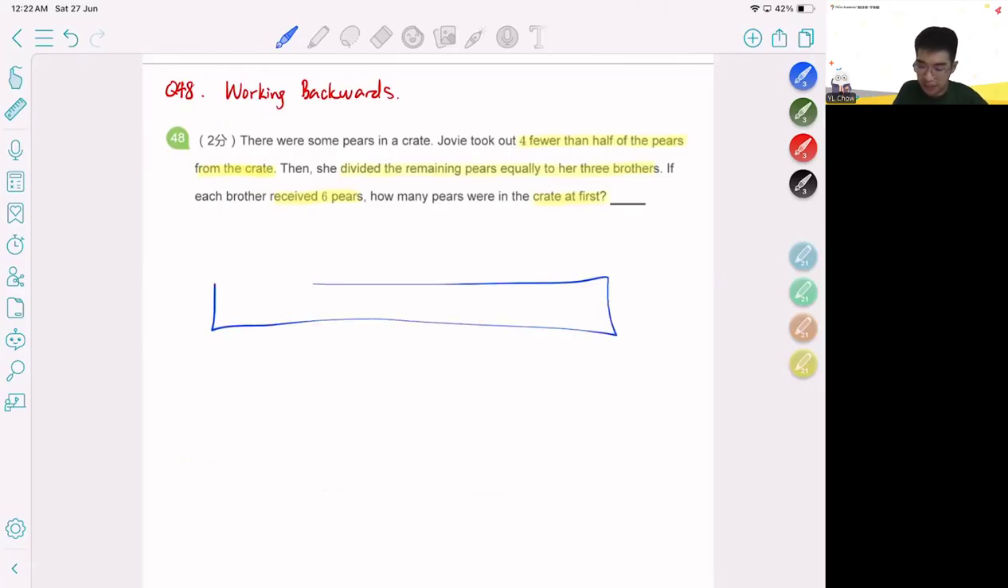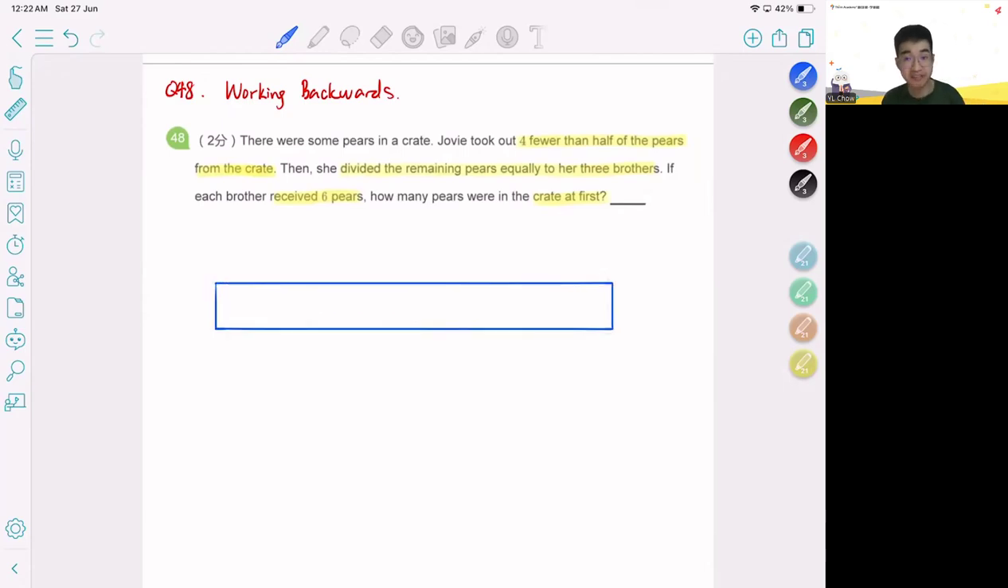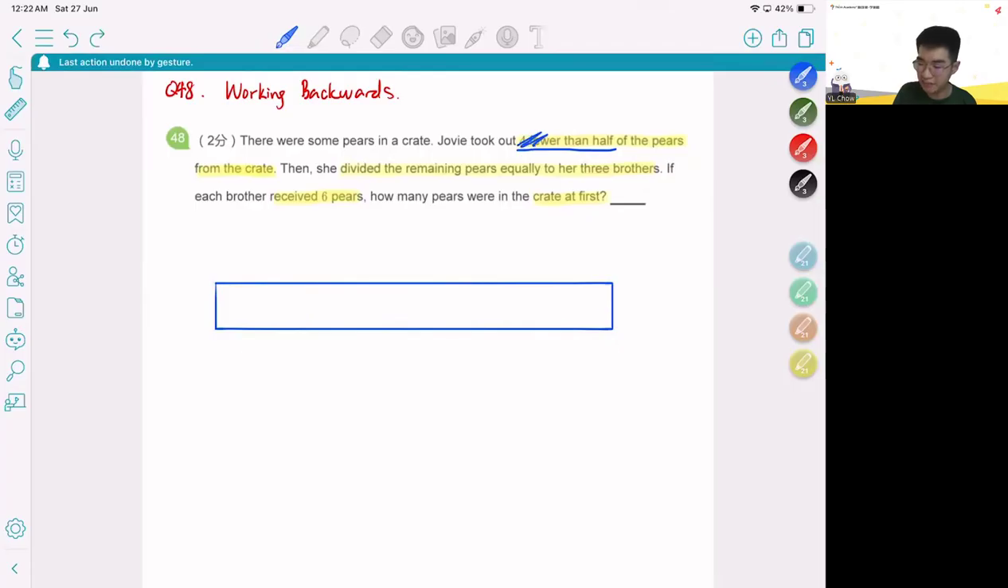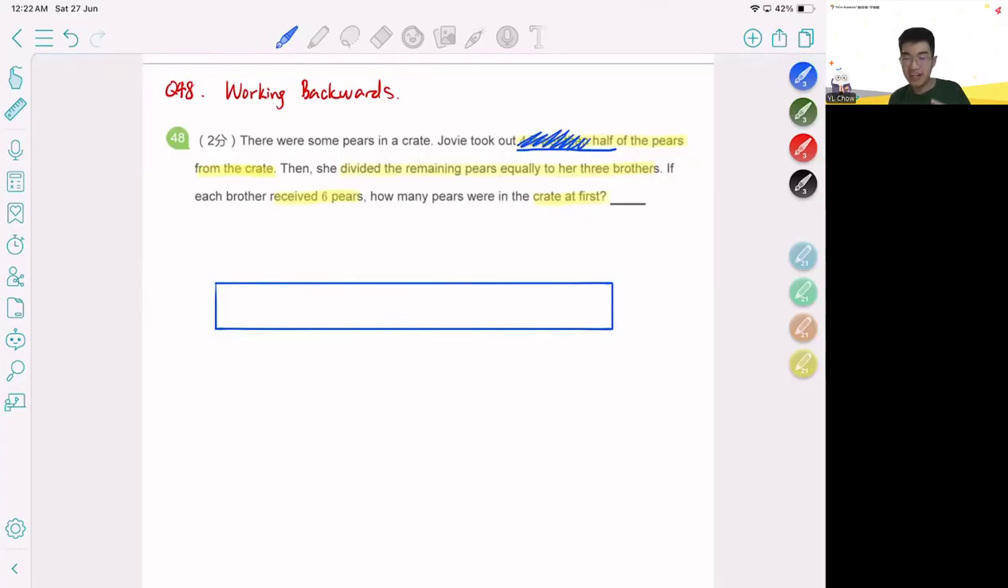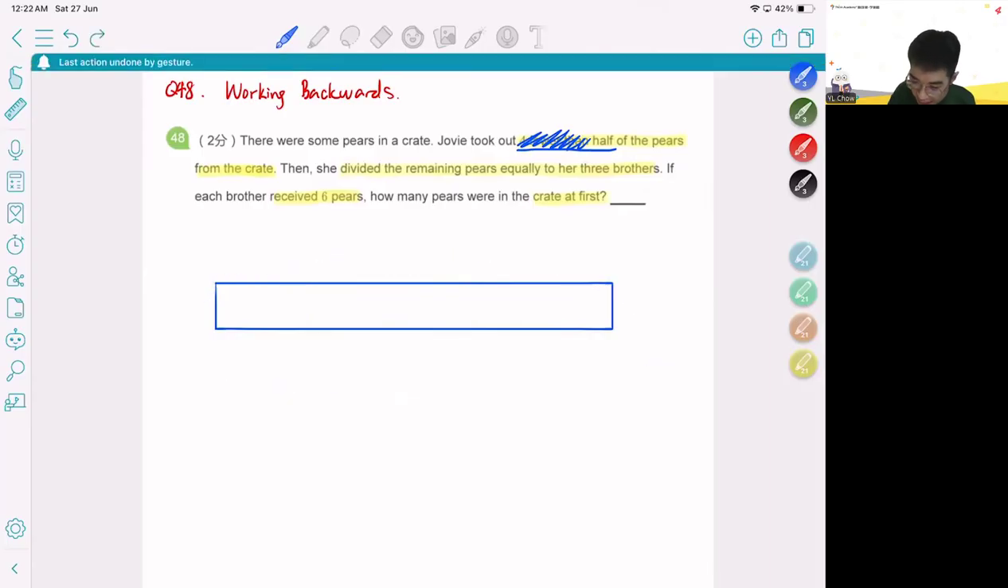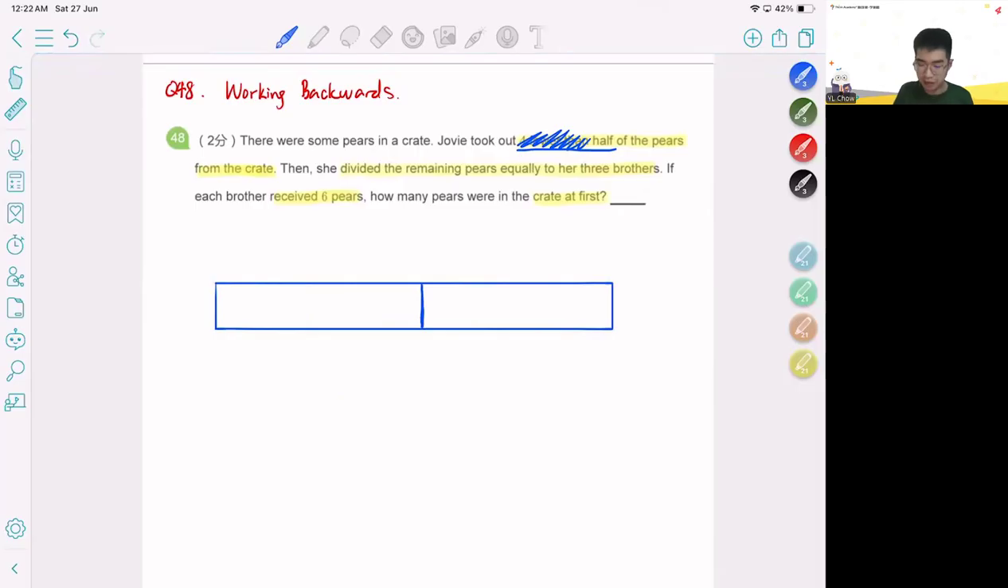So let's assume this entire bar is representing the total number of pears at first. Now, Jovi took out 4 fewer than half of the pears from the crate, which means did she actually take half? Let's say what actually happens when I didn't say 4 fewer than. Let's say I only say half of the pears. Then what part did Jovi take out? This is the entire pears in the crate. Then I will cut it into half. Jovi would have taken this entire half.